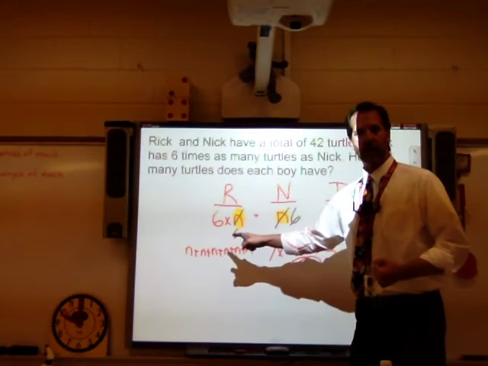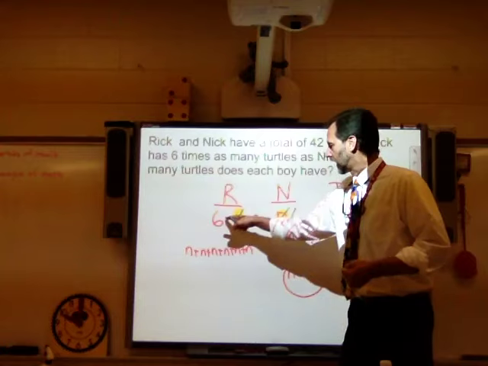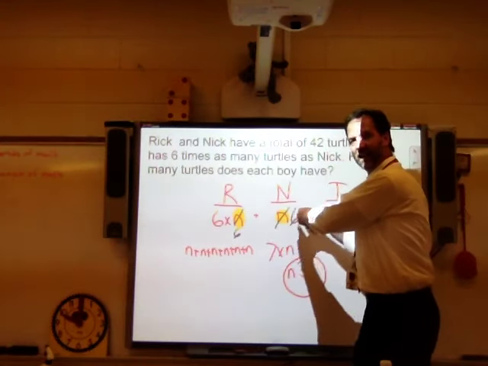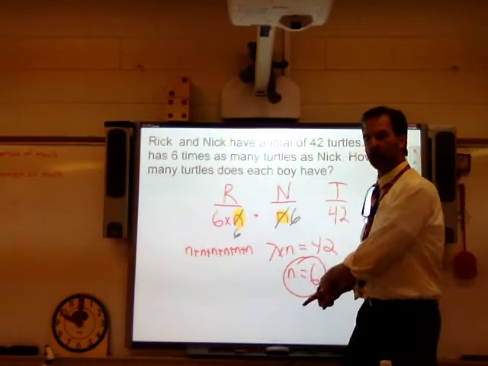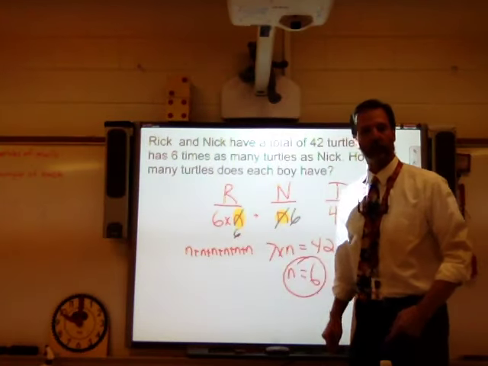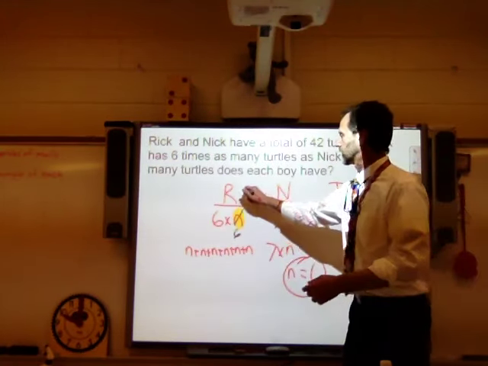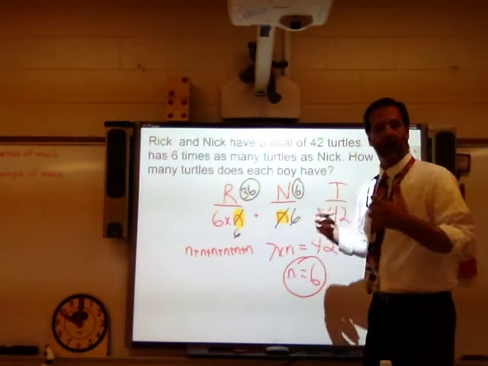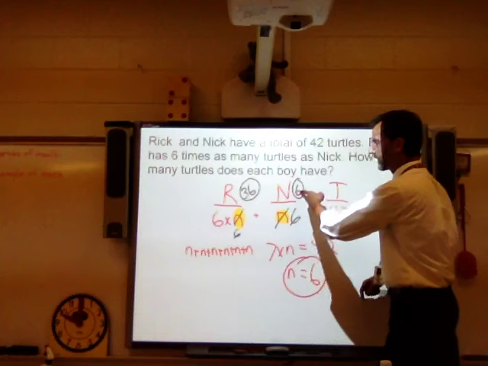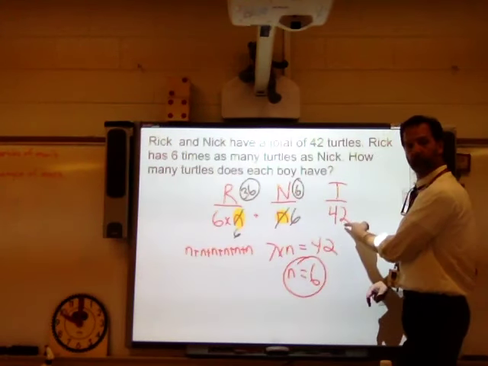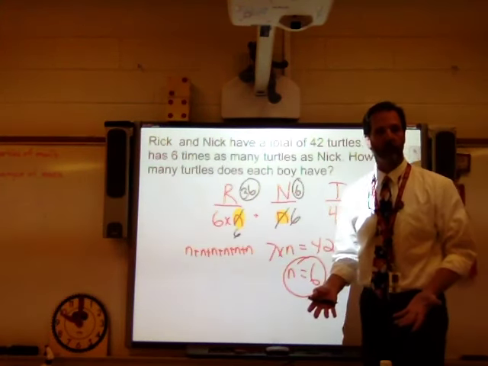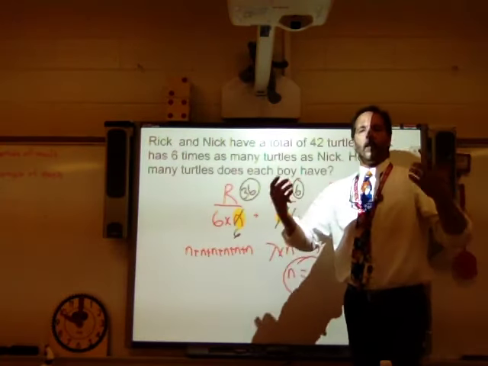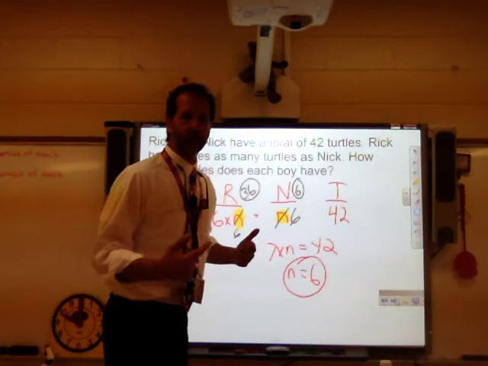So now Rick's amount is going to be 6 times 6. 6 times what Nick has. Nick has 6 turtles. Rick's going to have 6 times 6, which is 36 turtles. So Rick has 36, and Nick has 6. And we can check, 36 plus 6 should give me 42. And it does. Okay? This is going to take a little time to get.